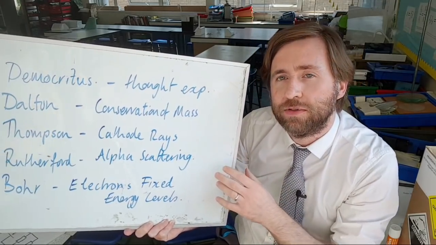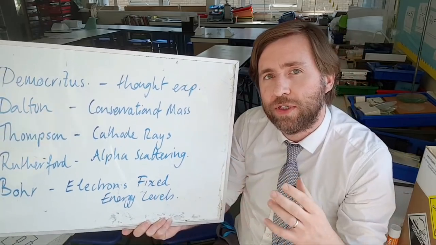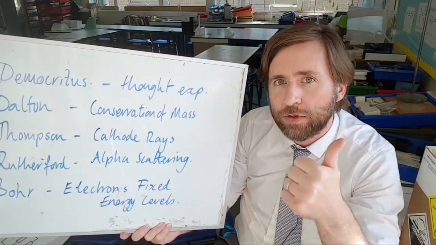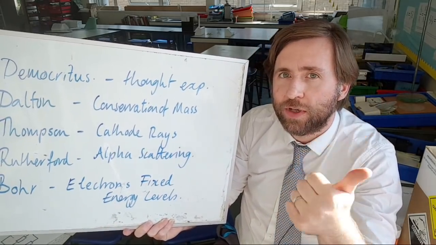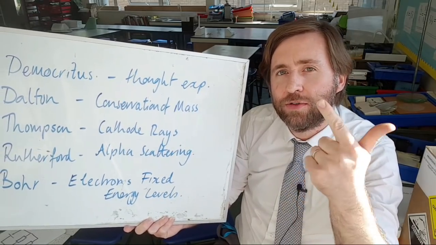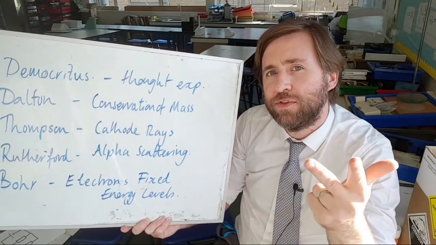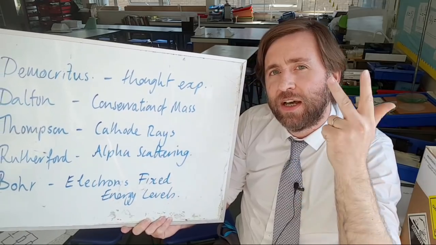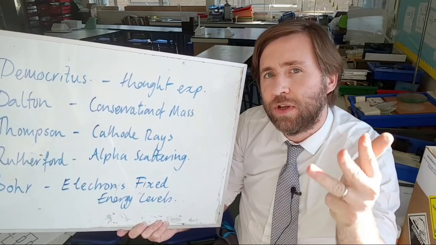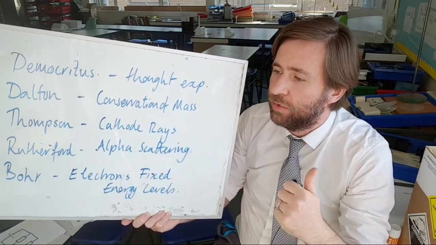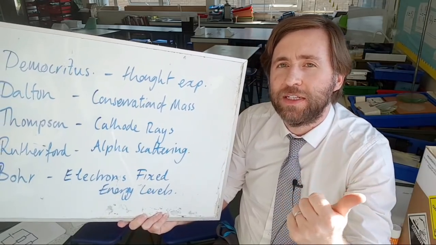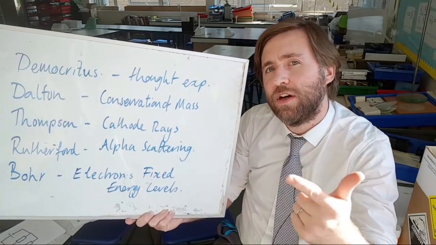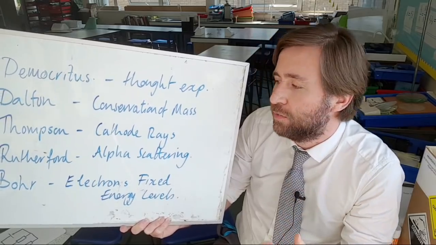Rutherford did the alpha particle scattering experiment, the gold foil experiment, you might know it as. Most of the alpha particles went straight through the gold foil, therefore most of the atom is empty space. Very few were deflected, and even fewer were deflected through large angles. So there must be a concentration of mass and a concentration of positive charge, because he knew the alpha particles were positive.